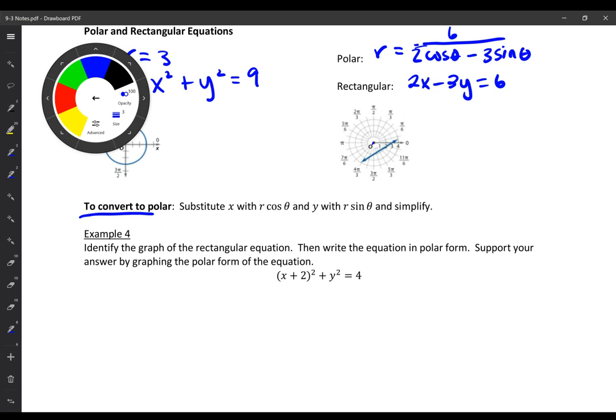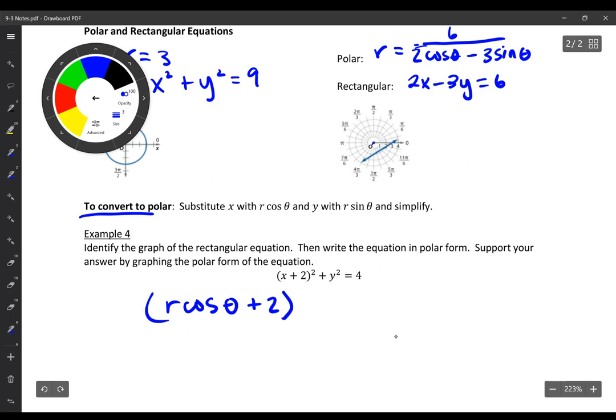So that means instead of my x, I am going to write r cosine theta. And then, of course, it's plus 2. And then squared plus my y squared is my r sine theta. And it still equals 4. And then I do need to go through and simplify.